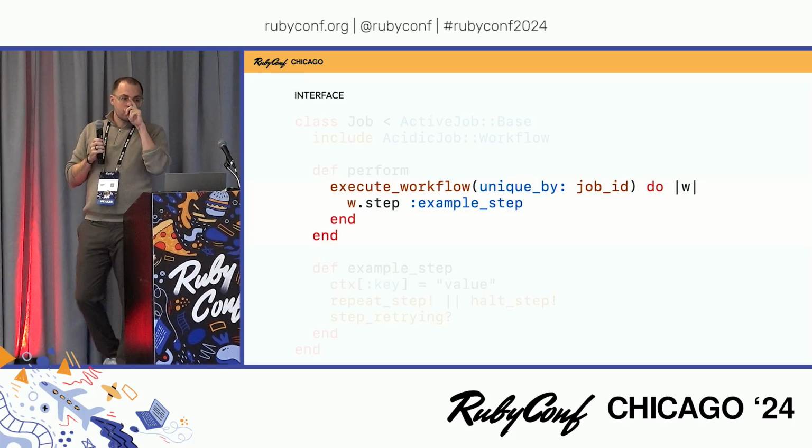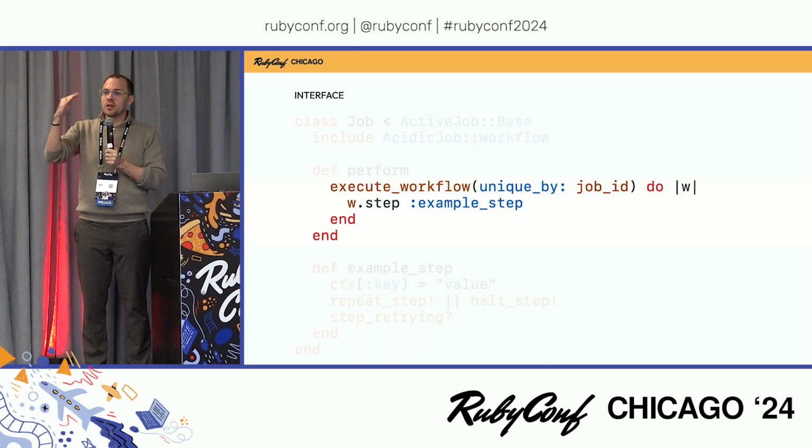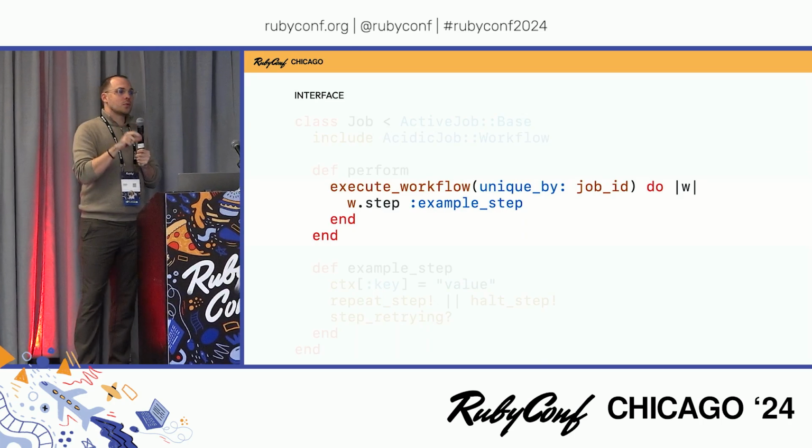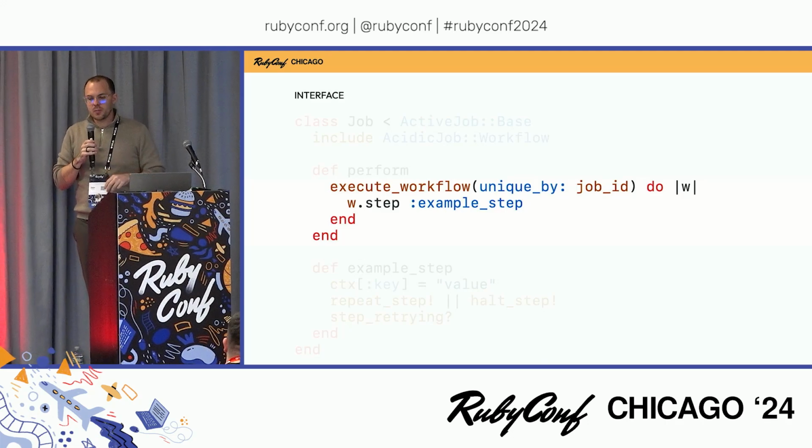This block, which receives this builder object that you can only call the step method on, and you just define your linear sequence of steps. These symbols just map to method names. Those methods just have to be available on this job instance. By convention, those are probably going to be private methods defined inside of that class, but they can come through inheritance or composition or whatever. Just need to be available.